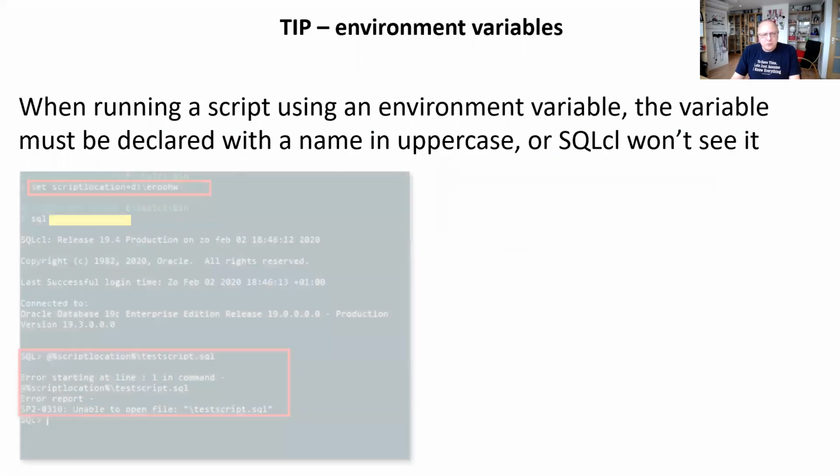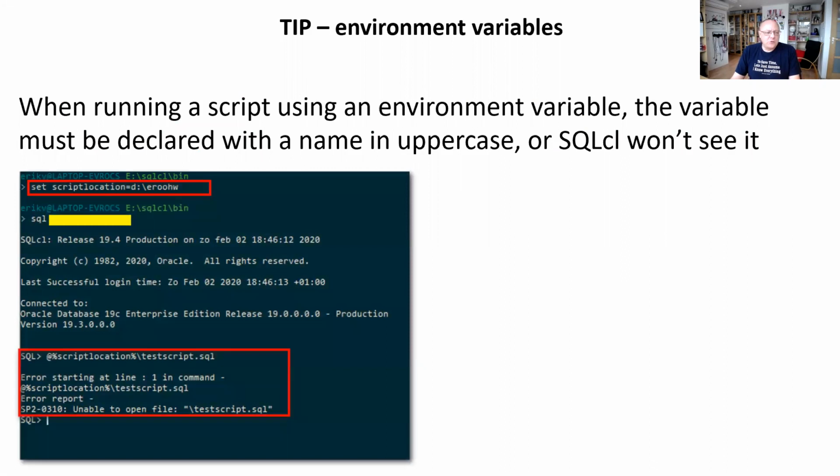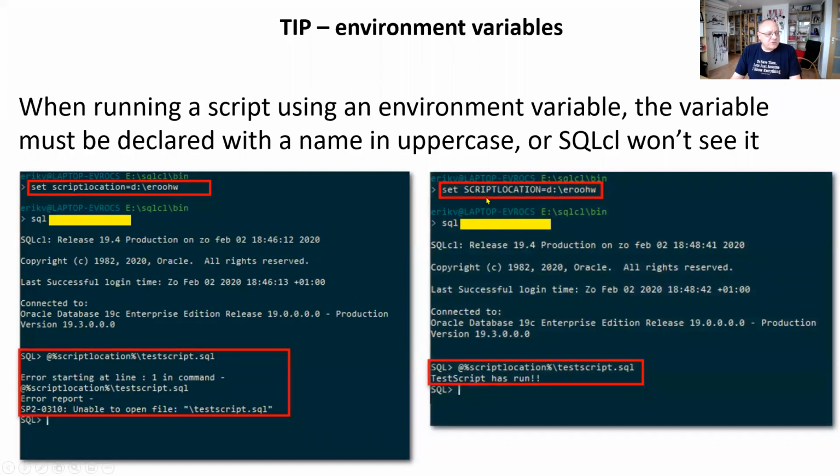Environment variables. If you want to run a script and you want to use an environment variable like this, it has to be in uppercase. Here you see that I set an environment variable script location in lowercase with a path in there. Then when I run a script and I use this environment variable as a location, it will run into an error because it can't find this environment variable. If you set the same environment variable with uppercase name, then if you run it, it succeeds. It's something to be aware of.